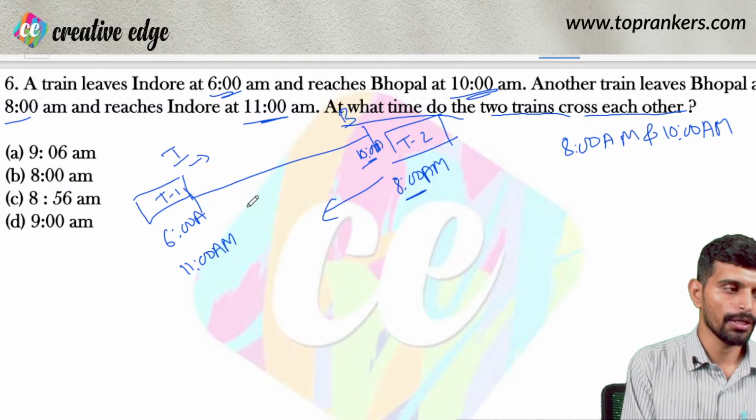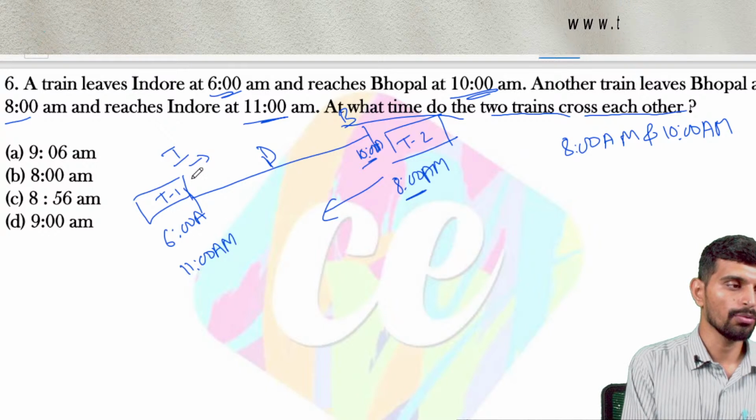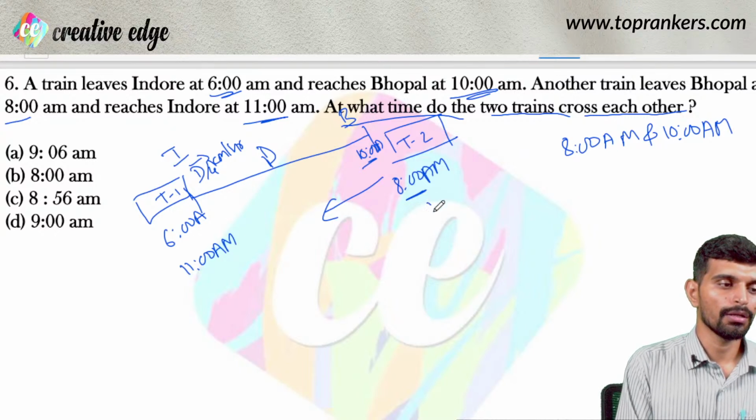So that we can determine: let the entire distance between Indore and Bhopal be d kilometers. Then the speed of the train moving from Indore to Bhopal should be d by 4 kilometers per hour, and of Bhopal to Indore should be d by 3 kilometers per hour.